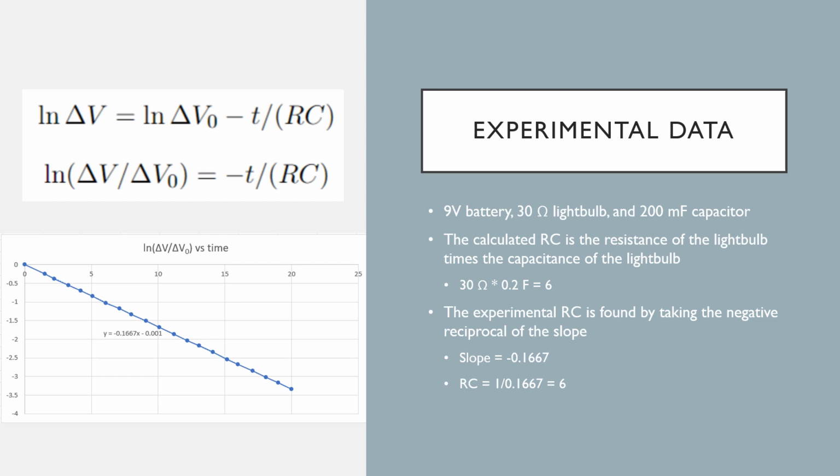You can see we have the graph of the ln of the delta V over delta V naught versus time. The RC can be found by taking the negative reciprocal of the slope, which was negative 0.1667, and the negative reciprocal gave us 6. The calculated RC was just the resistance times the capacitance, which was also 6.